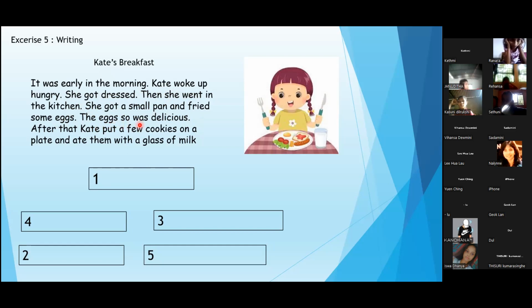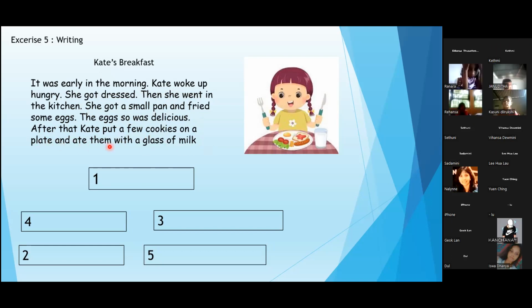The eggs were so delicious. Sorry, children, for the error here. The eggs were so delicious. After that, Kate put a few cookies on a plate and ate them with a glass of milk. All right. So that's the story.